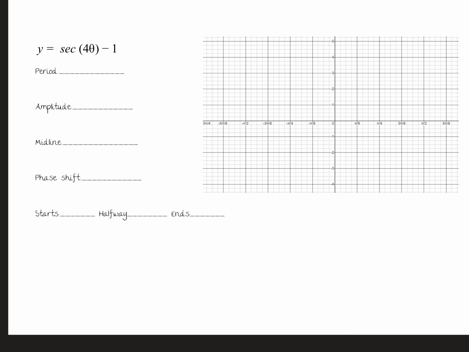So let's go ahead and skip ahead a little bit and do the secant graph. So once again, I would like you to pause the video, find all of the characteristics, and then come back and we'll try to graph it. Okay, so check your information, make sure you've got the right stuff on here. Now, I want to talk a little bit about what we're doing with secant.